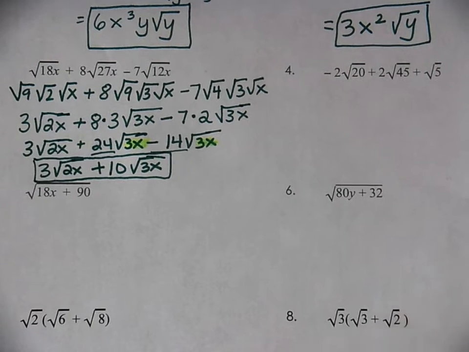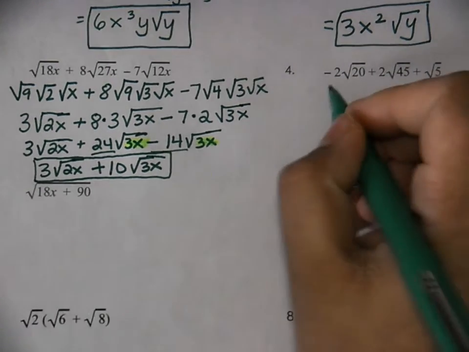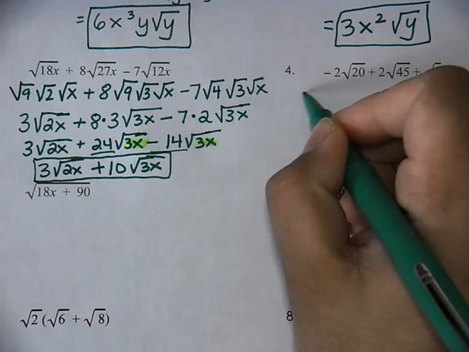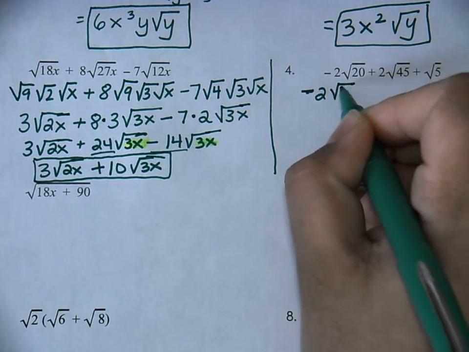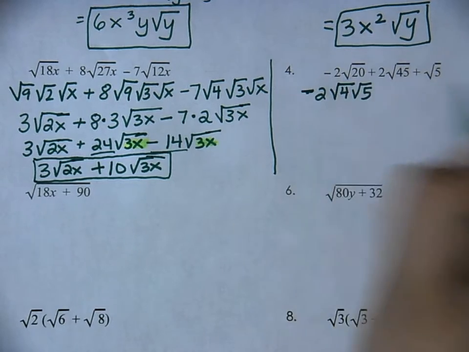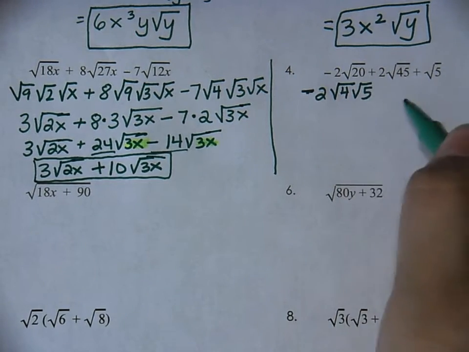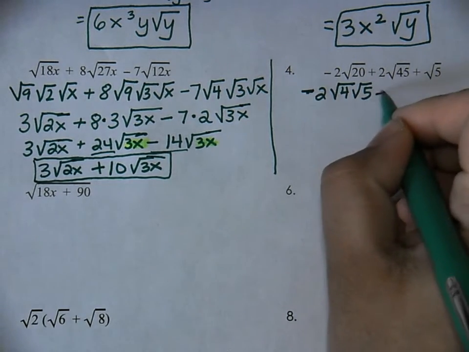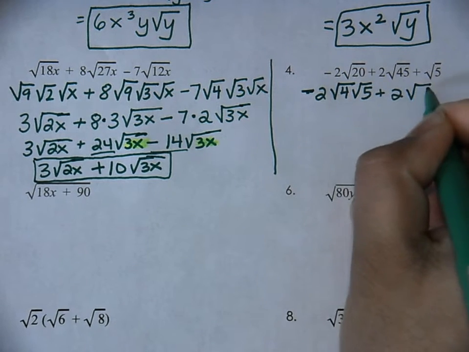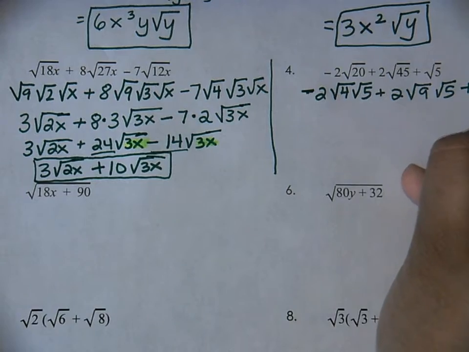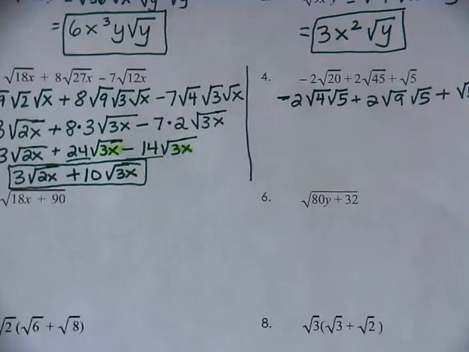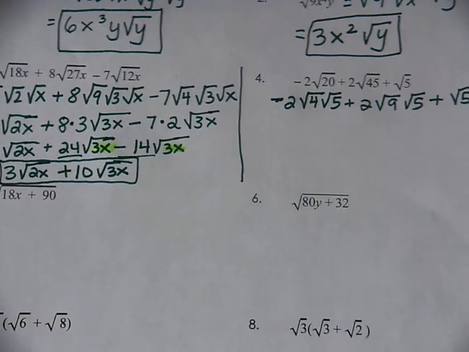All right, let's try number 4. Same idea, but we have 20 this time. So we have the -2 that still sits there, but then we can do 4 and 5 as the two factors for 20, where one of them is a perfect square. Then we have a 2, then we'll do 9 and 5. And then finally, that last 5 on its own inside the radical just has to stay as square root of 5 on its own there.